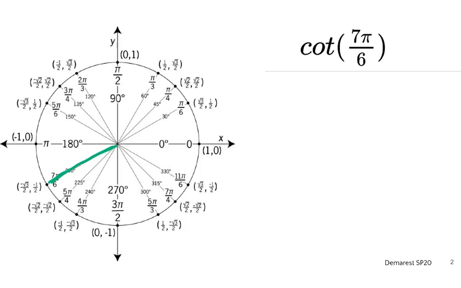But cotangent isn't on the unit circle. The only things on the unit circle, remember, are sine and cosine. So we can rewrite cotangent. It's the reciprocal of tangent, but tangent's not on the unit circle either. So we want to rewrite cotangent as cosine over sine.